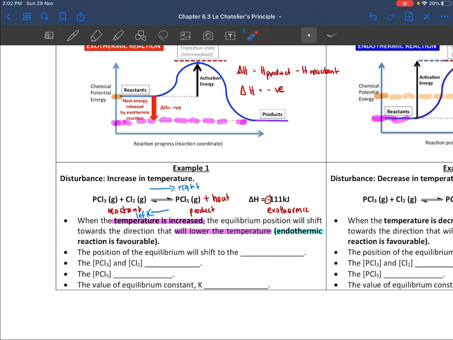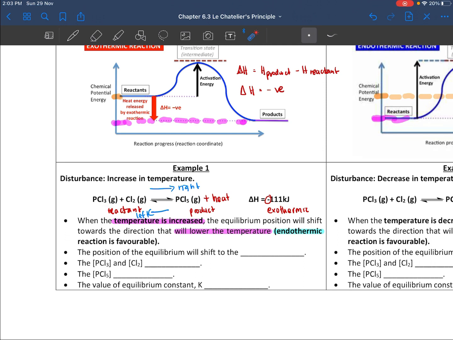First, cara macam saya ajar kamu. Kamu tengok reaction ni exothermic, so maksudnya dia punya sebelah produk dia ada heat. Okay, and then kita temperature dia increase, that means kita nak decreasekan the temperature, kita kena shift ke arah yang jauh daripada heat lah, so which is to the left. Okay, alright. Itu cara pertama.